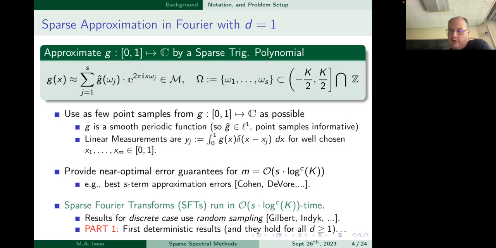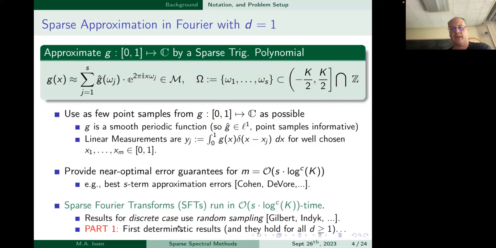algorithmic recovery results here. Sublinear meaning that if s is much smaller than K, then the runtime of my compressive sensing method here has to be faster than the time it takes to simply enumerate the possible frequencies which could exist in a best trigonometric approximation, right? So I have to do this very quickly in order to qualify as a sparse Fourier transform.